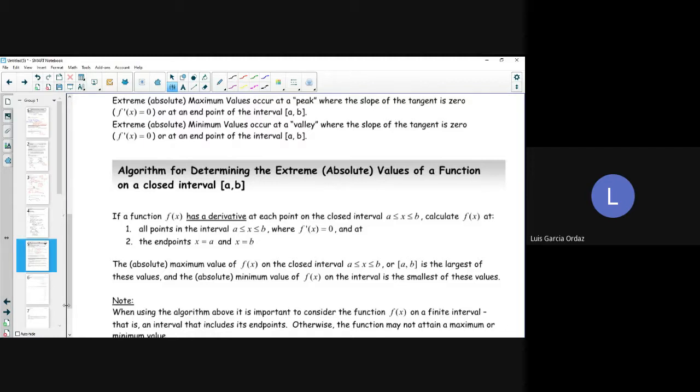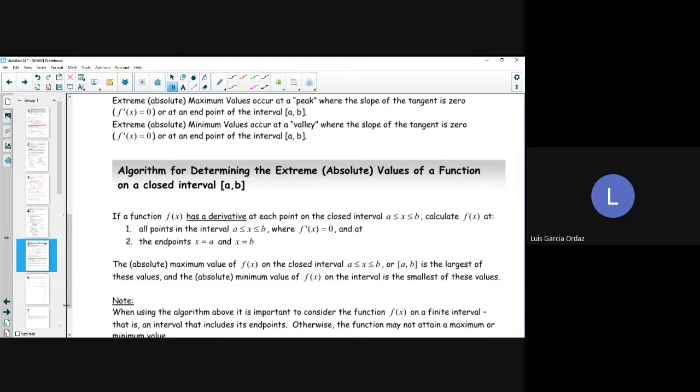So if a function f of x has a derivative at each point in the closed interval, we want to calculate f of x at all the points in the interval where a is less than or equal to x, which is less than or equal to b, and where the derivative of f of x is equal to 0, and at the endpoints x is equal to a and x is equal to b. So the absolute max of f of x on the closed interval is the largest of these values, and the absolute min is the smallest of these values.